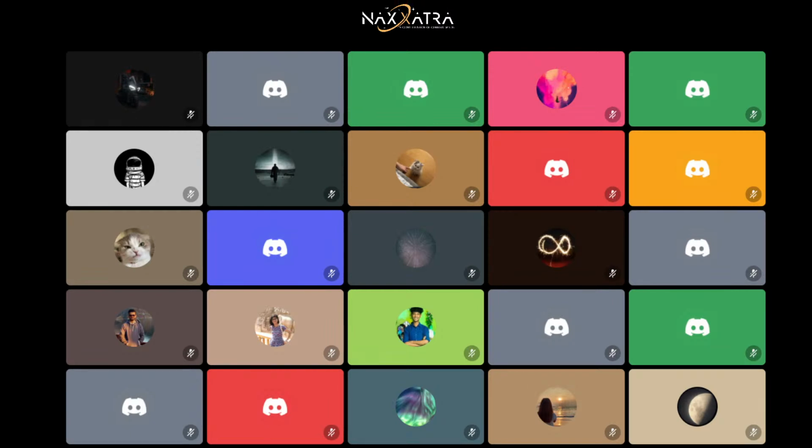We can also make it such that there is a timer, and it will be on a platform which is created by Nakshatra. So if that is possible, we'll be able to customize it.